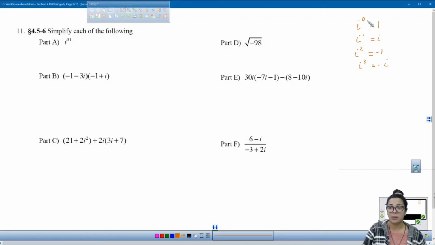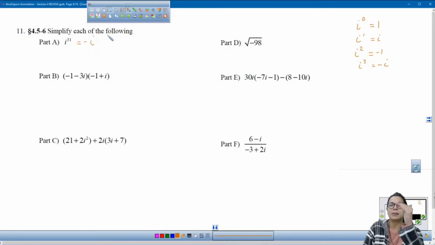If you wanted to count and you wanted to say, okay, this is 3, then it rotates back. i to the power 4, i to the power 5, 6, 7, 8, 9, 10, 11, 12, 13, 14, 15, 16, 17, 18, 19, 20, 21, 22, 23, 24, 25, 26, 27, 28, 29, 30, 31. Okay, so we landed here. I'm sorry, i to the power 3, which equals -i. Right, so this equals -i.